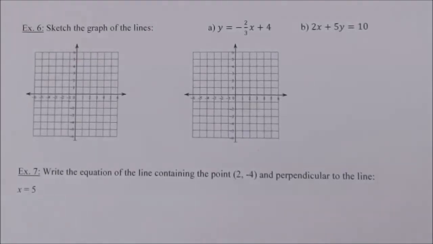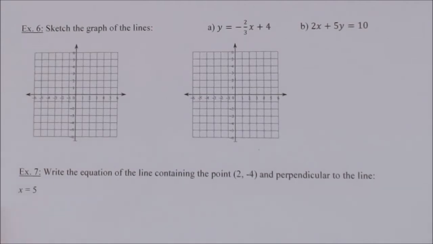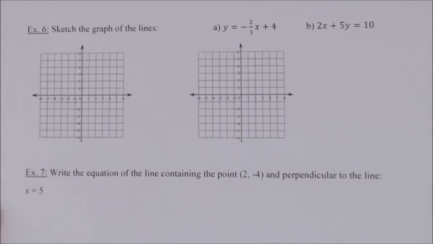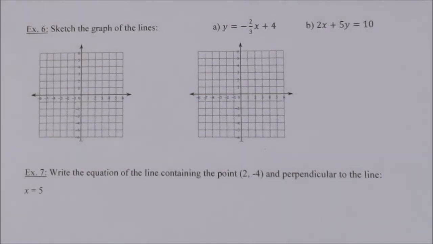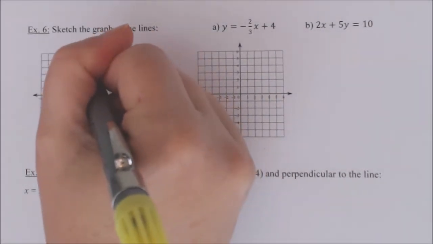Example 6, it asks us to sketch these lines. So we've got two graphs here. The first one is in slope-intercept form. When it's in slope-intercept form, I would start by plotting the y-intercept and then doing rise over run. So the y-intercept for picture A is 4. So we're going to go up here to 4.